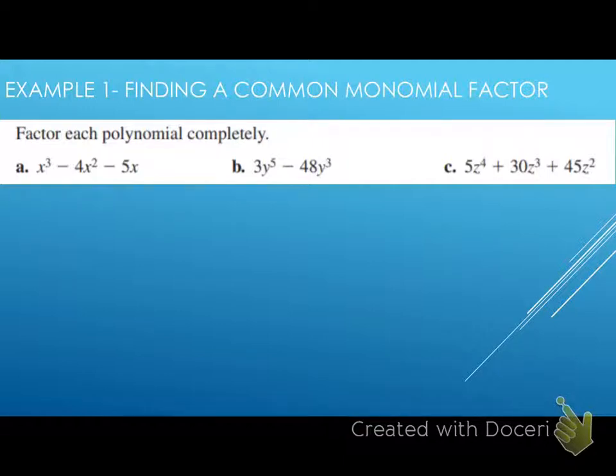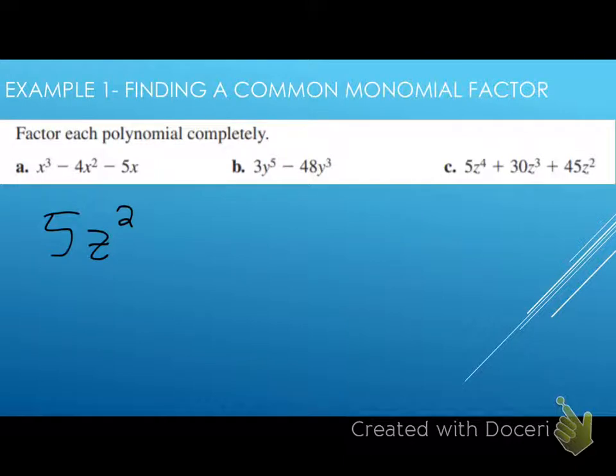5z to the fourth plus 30z to the third plus 45z squared. What do I need to do first? See if there's a GCF, a greatest common factor. Is there a number that goes into all three of those, 5, 30, and 45? 5 goes into all three of those. And then say it again. Z squared, because they all have two z's in common.